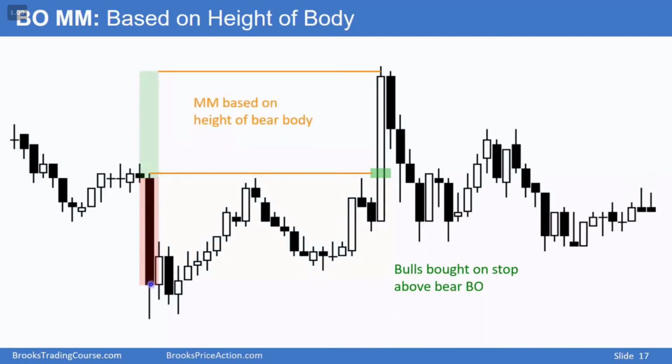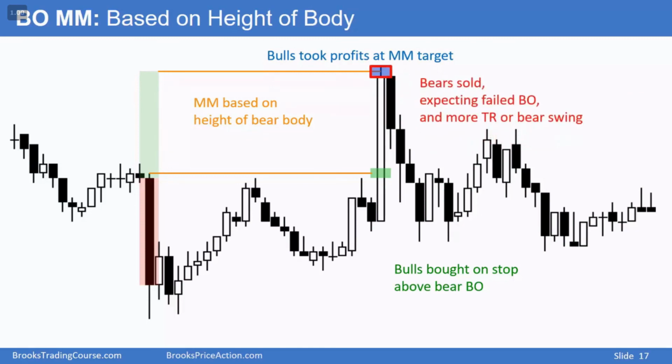The height of the bear body, measured move up based upon that height, and look what took place at that measured move target. We reversed down strongly, and that tells you that bulls took profits and bears sold up there. Bears also sold, expecting at least a pullback big enough for a scalp, hoping for either a swing down or a trading range.